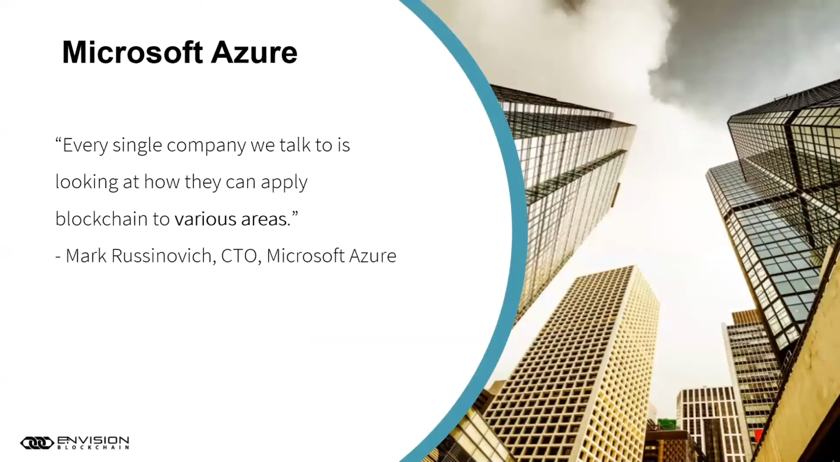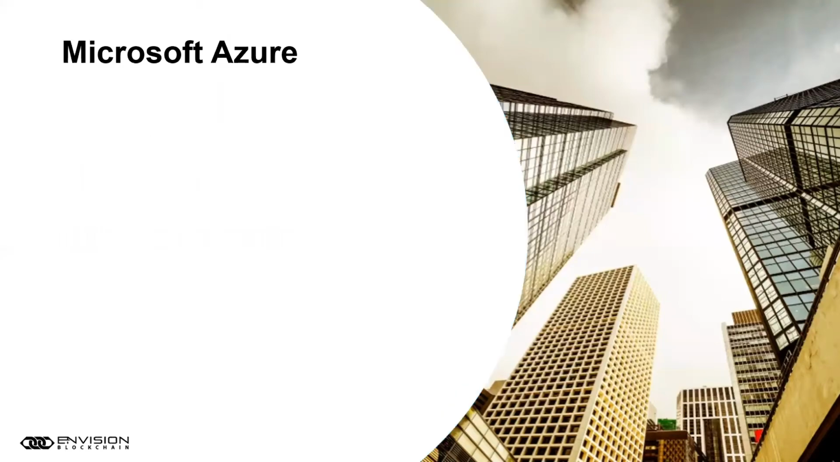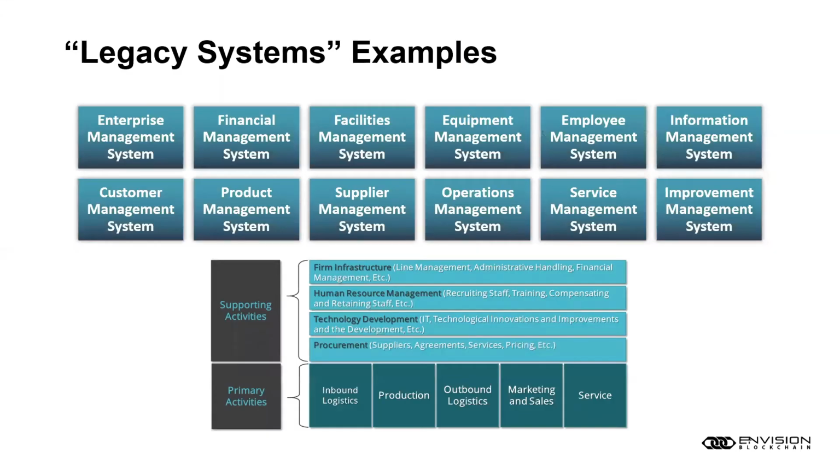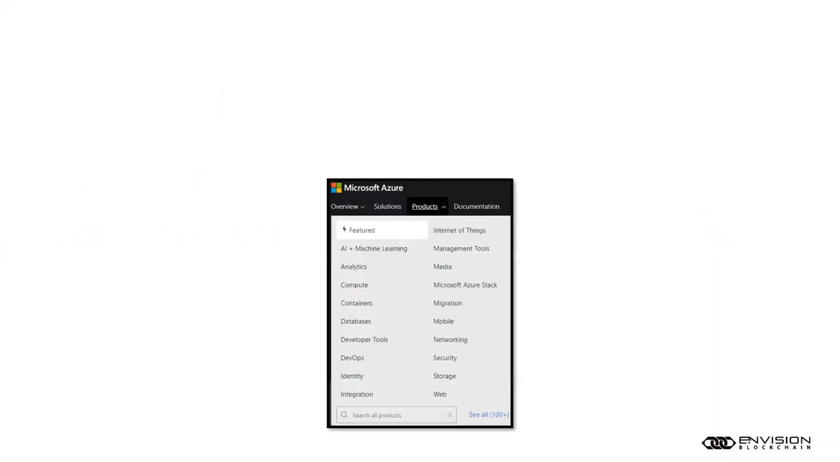So with that in mind, when we take a look at what Microsoft Azure is doing in the space, the CTO for Microsoft Azure is saying that every single company we talk to is looking at how they can apply blockchain to various areas. And the various areas are, if I just go back two slides, these supporting activities and primary activities. Okay, so let's go forward.